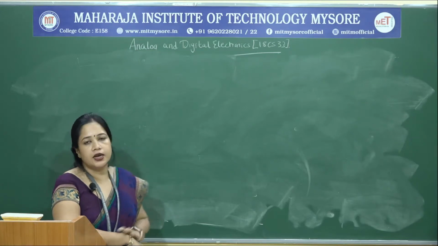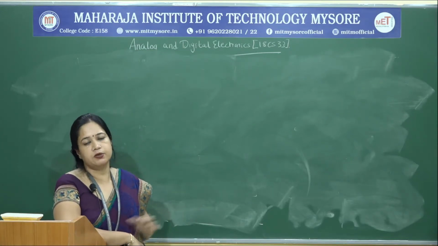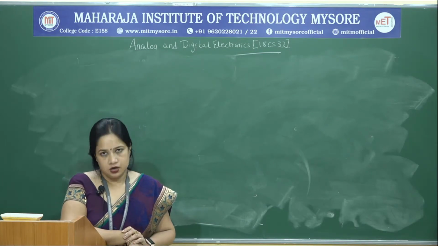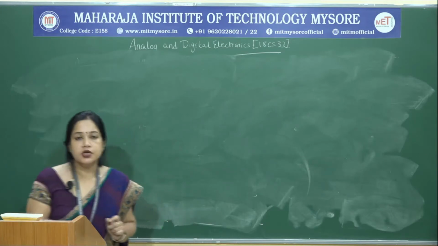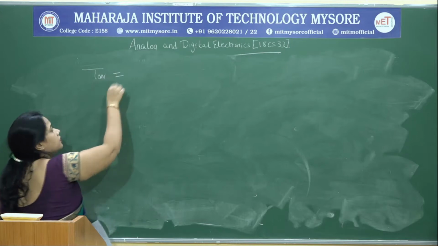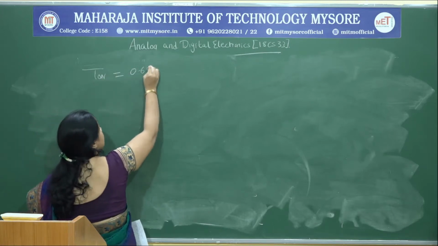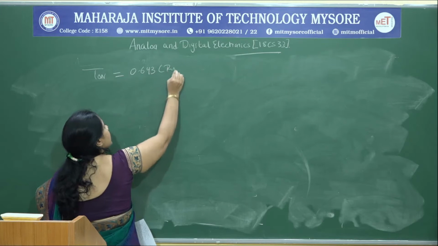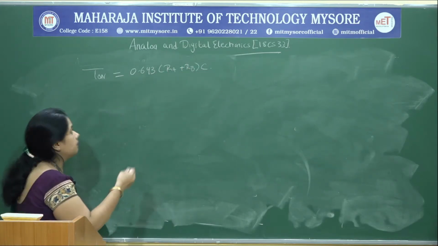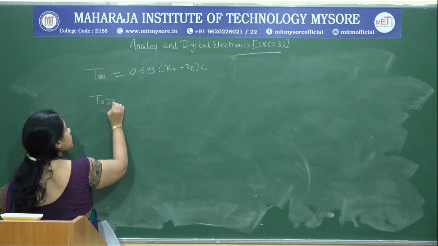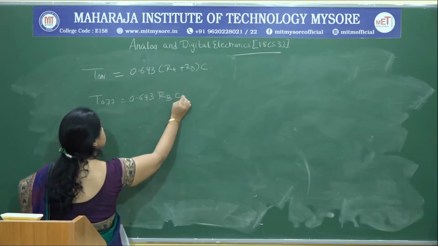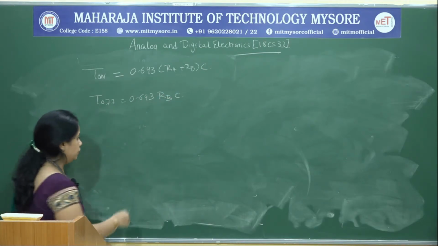We also tried analyzing how an astable multivibrator works, and we arrived at an expression for on period and off period. If you can recall the expressions which we derived in the previous session, T on is 0.693 because the capacitor gets charged through RA and RB. So, it is 0.693 (RA plus RB) C, and T off is 0.693 RB C, as it is discharging through RB into C.